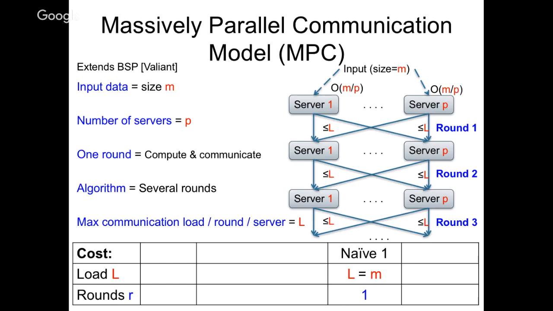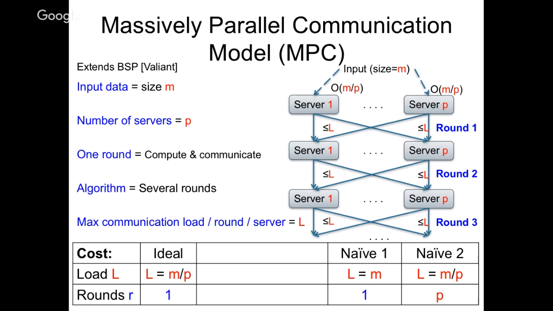So now you say, aha, if I can only send M by P tuples to a server, let me repeat this for P rounds. And I'm going to send the data in chunks of size M by P to the first server, and after P rounds, it has collected the entire data, it can output anything we want. So we don't want this either. We would like the number of rounds to stay small.